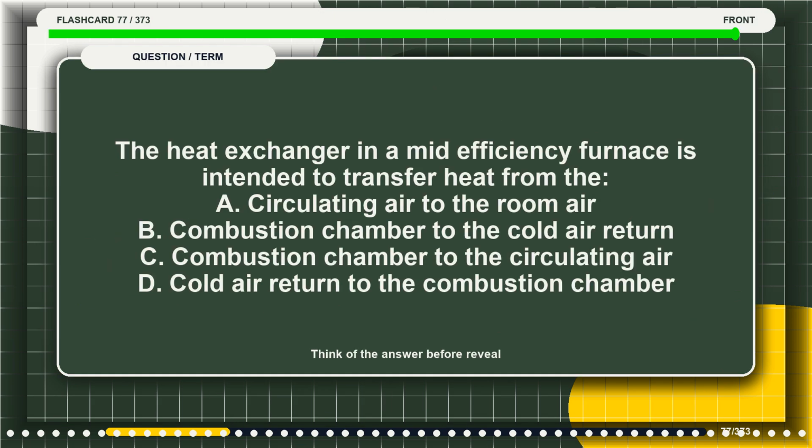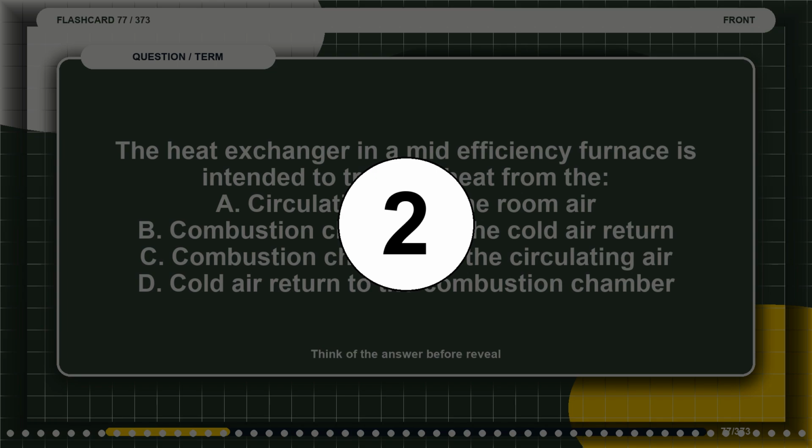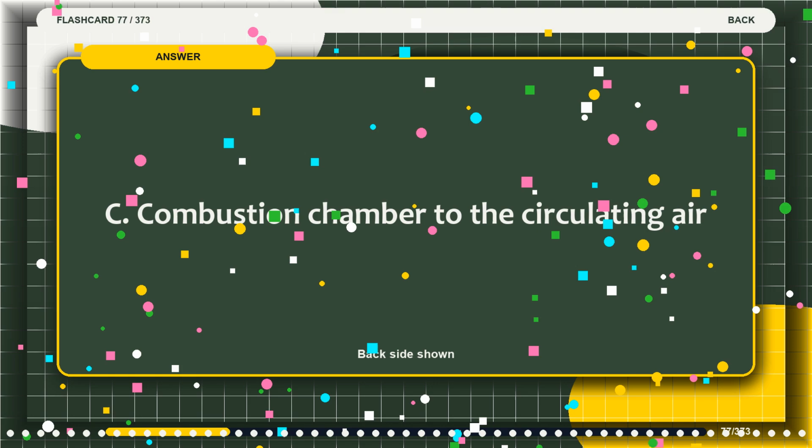Flashcard 77. The heat exchanger in a mid-efficiency furnace is intended to transfer heat from the A. circulating air to the room air. B. combustion chamber to the cold air return. C. combustion chamber to the circulating air. D. cold air return to the combustion chamber. Think of the answer before the reveal. The answer is C. combustion chamber to the circulating air.